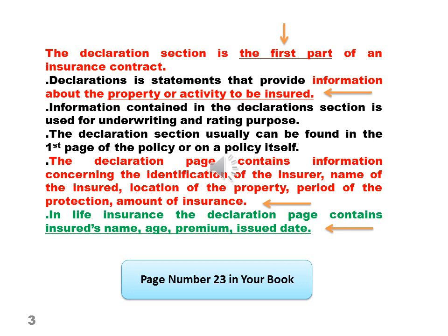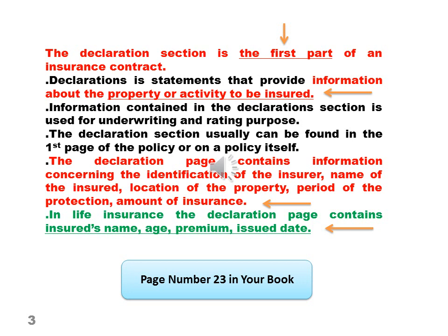Declaration is a statement that provides information about the property or activity to be insured. This is the main definition of declaration. Declaration can be defined as information about the property or activity that must be insured. Information contained in the declarations section is used for underwriting and rating purposes. We will see in the second part of this lecture what underwriting and rating purposes mean.